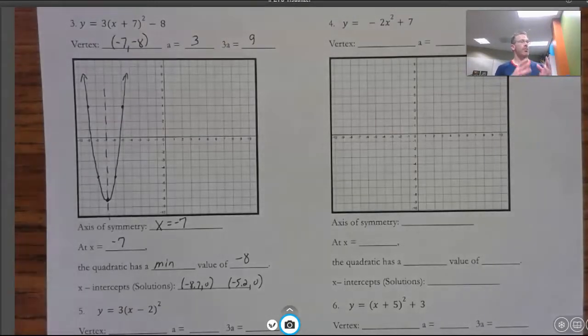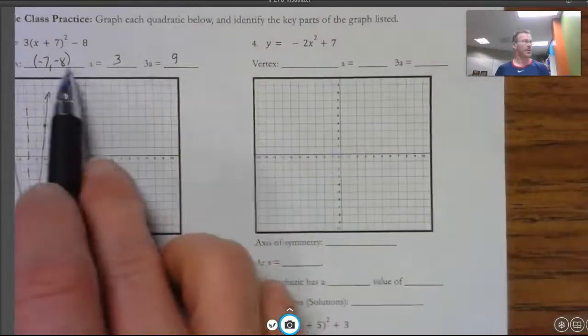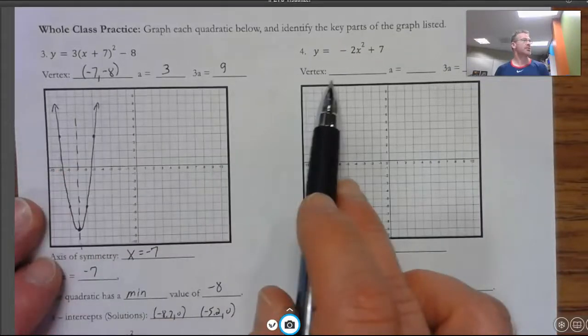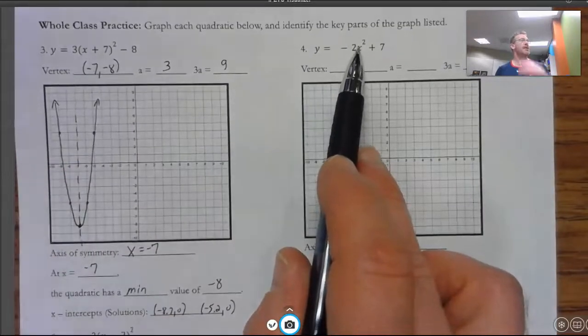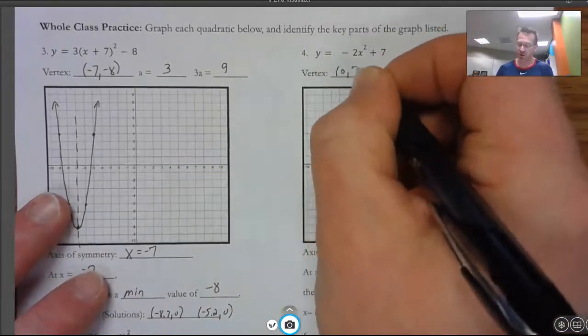So once again, we're just summing up everything we've talked about this year, giving it some new language, putting it all together. Let's look at number 4 here. Remember, if I have parentheses, that means I have an x value. If I don't have parentheses, that tells me my x value is 0, so I don't need the parentheses. So my vertex here would be 0, 7.